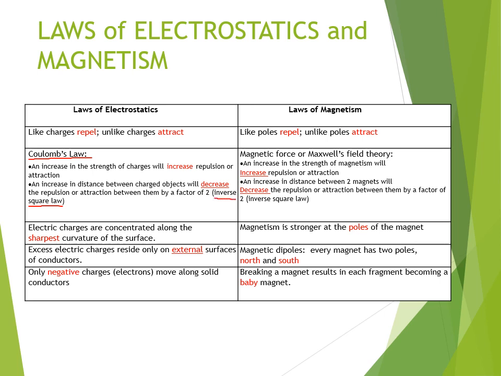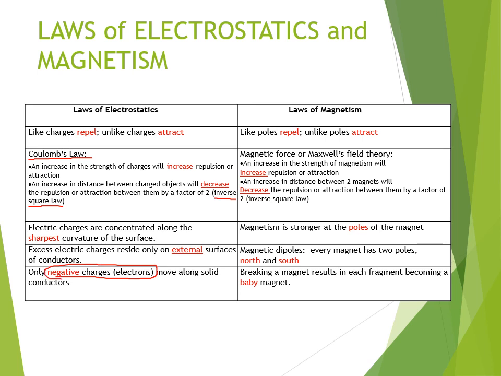Electric charges are concentrated along the sharpest curvature of a surface. Excess charges reside only on the external surfaces of conductors, meaning on the outside. That's because electrons are in electron shells and protons are inside the nucleus and they cannot move. So only negative charges, which are electrons, can move along conductors.